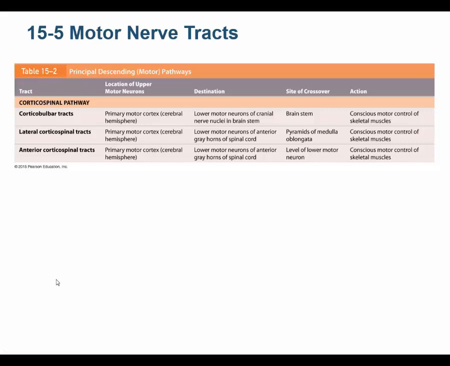Now, please, this is a summary. You need to know the corticospinal pathway is the pyramidal pathway, and quite often it's conscious level control. You need to know that. You don't have to break the corticospinal pathways down into the corticobulbar and lateral and anterior corticospinals. Just know corticospinal. All right.